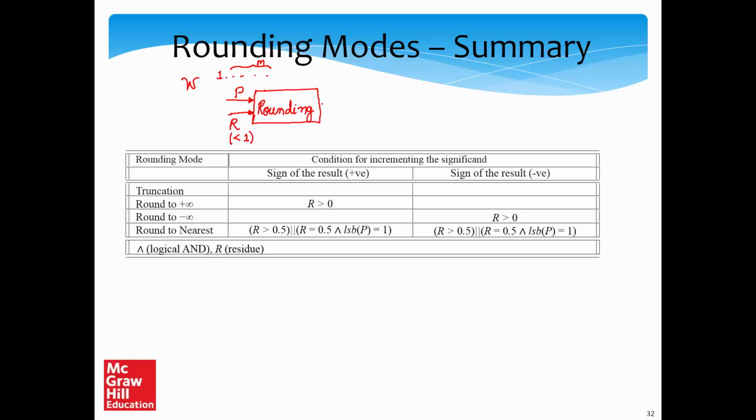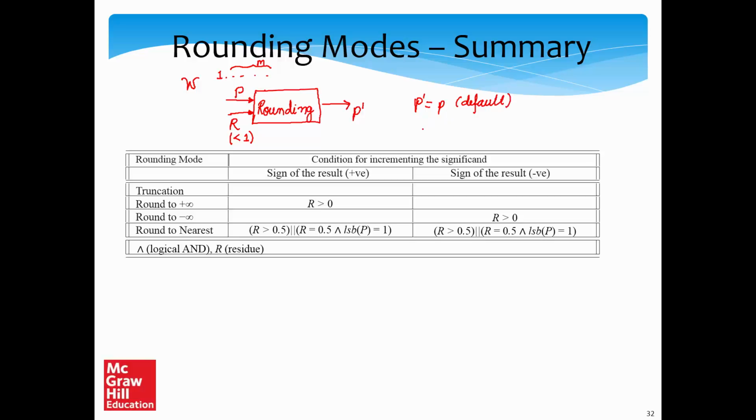What comes out is the new significand, P dash. And so for P dash, there are two choices. One is P dash is equal to P. So that is a default. So here basically we set the residue to 0.